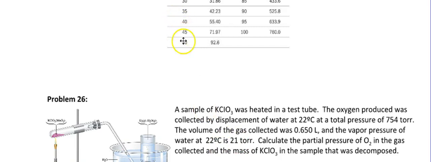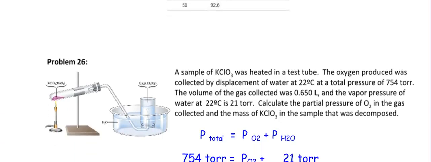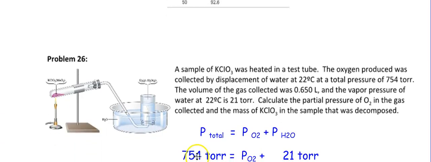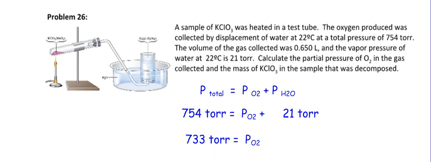Well, obviously this chart only goes by 5, so they had to tell you that. Calculate the partial pressure of oxygen in the gas collected and the mass of potassium chlorate in the sample that was decomposed. Well, I think we can find the partial pressure of oxygen pretty quickly. All right, our total was 754. They told you what water was, so if you subtract the two, you now know what the partial pressure of oxygen was. So how are we going to find the mass of potassium chlorate?